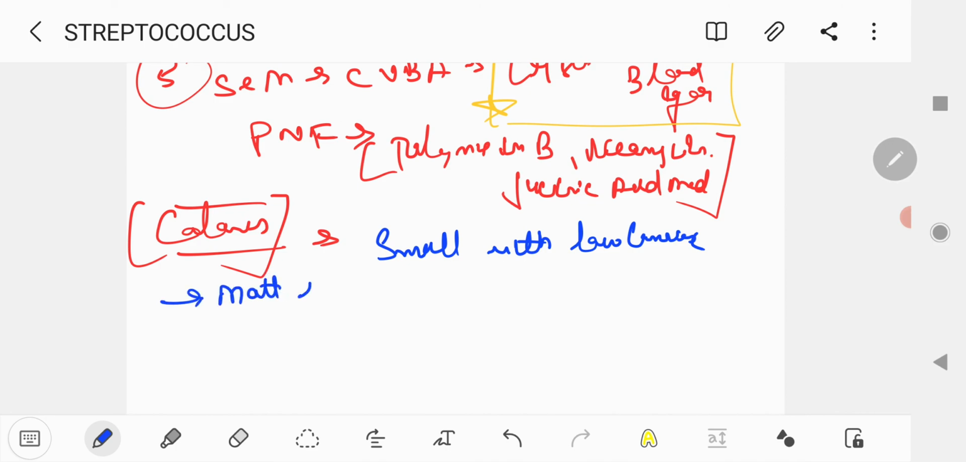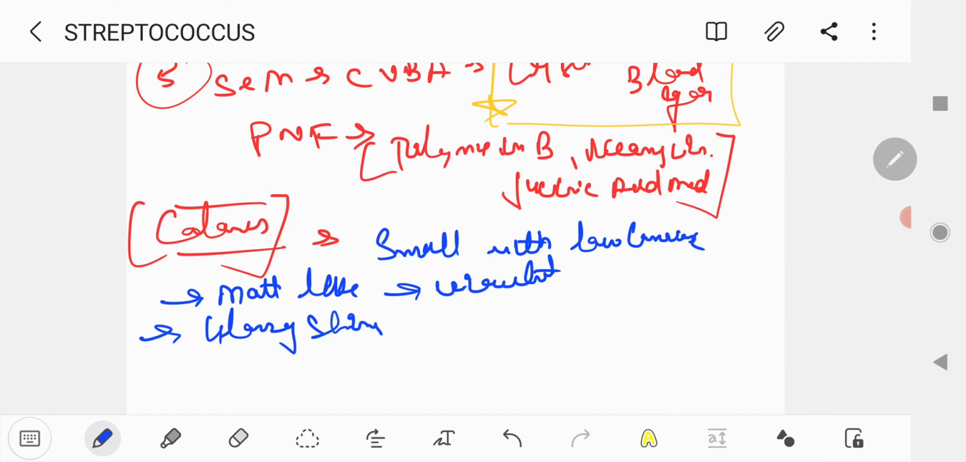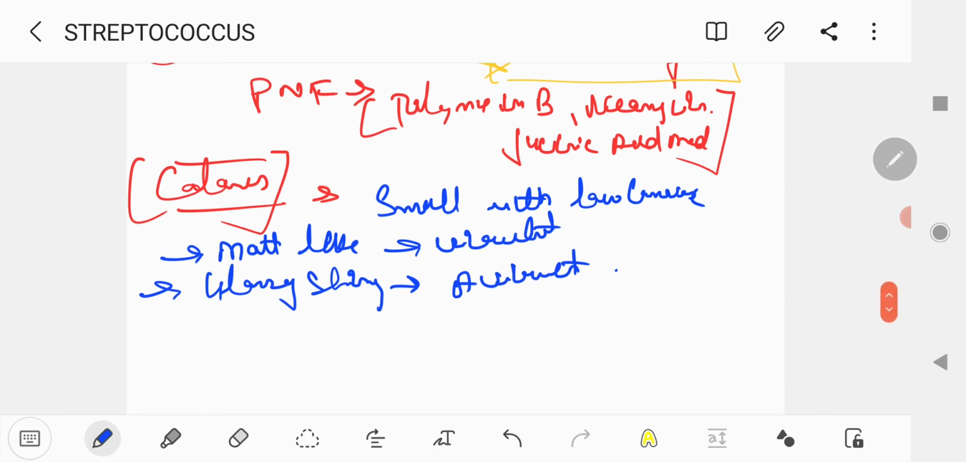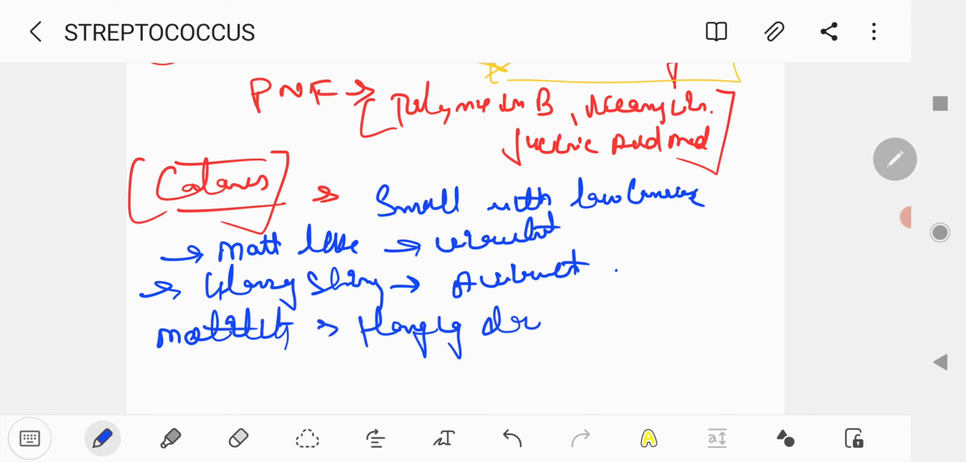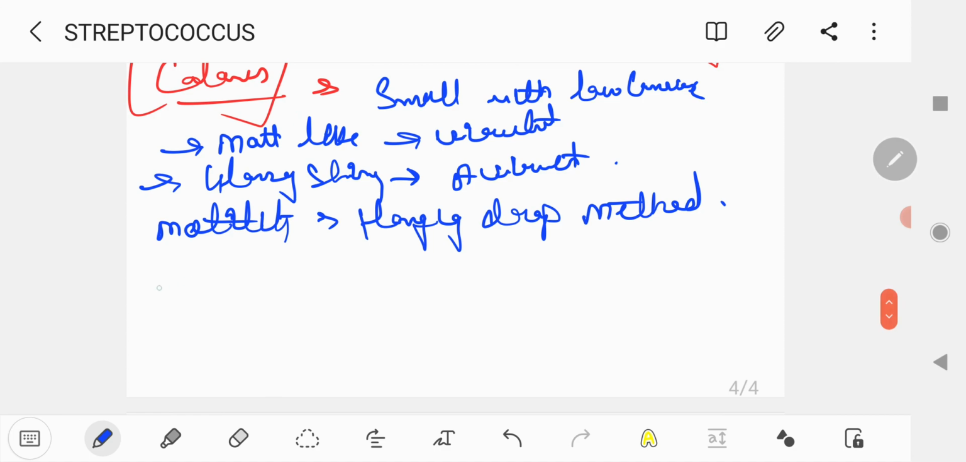If they form matt colonies then it is virulent. If they form glossy shiny colonies then they are avirulent. And for motility, if they are motile, you can use the hanging drop method, which you all know from your general microbiology. Thank you for this video. Okay.